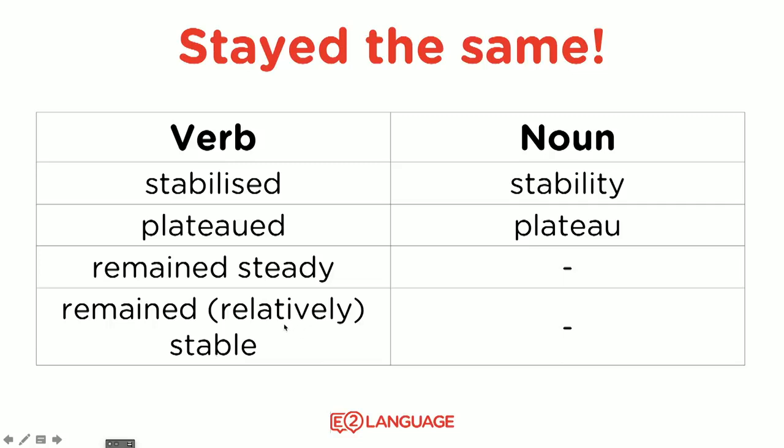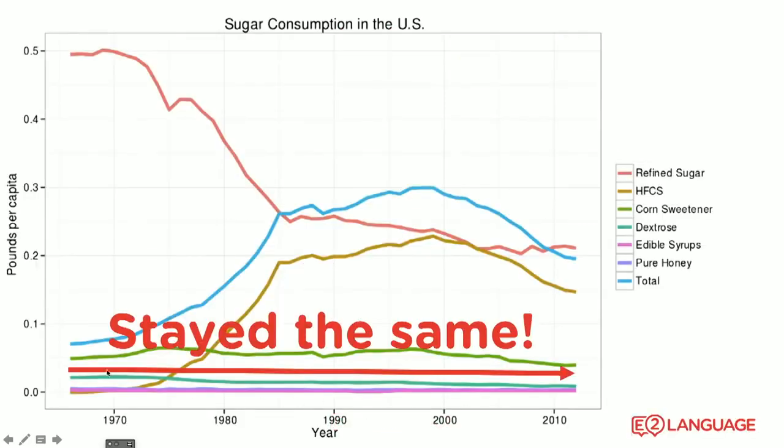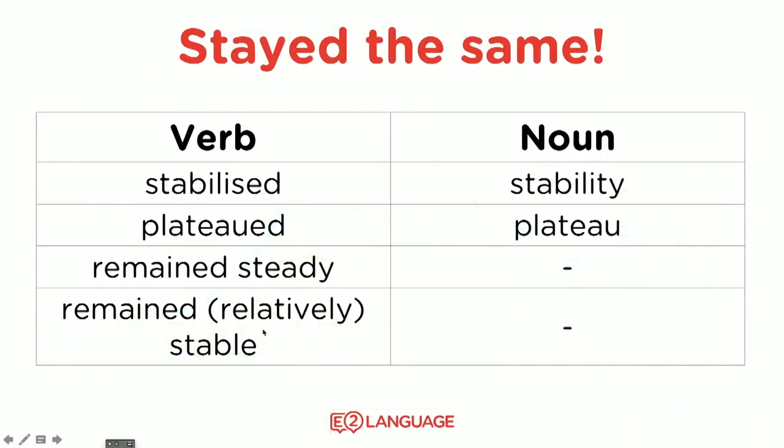And if you're comparing, say you've got that line down the bottom, let's go back and look at it. See this one here, relative to the other lines, it remained relatively stable. That's a really nice phrase there. If all the other lines are moving, but there's one line that's staying the same, it remained relatively stable. You could use the noun stability, but it might be difficult, but a plateau would probably be a better word there.